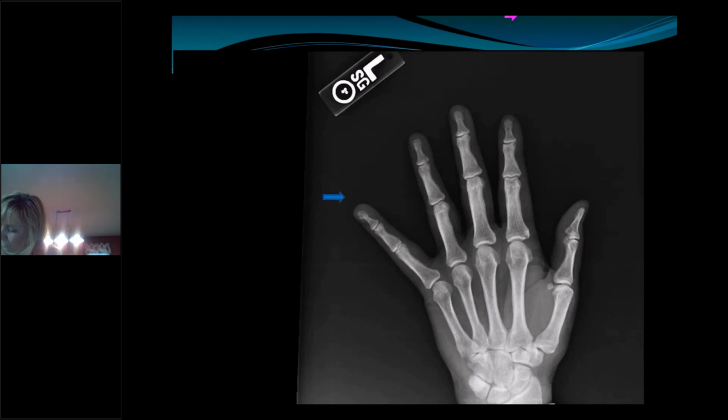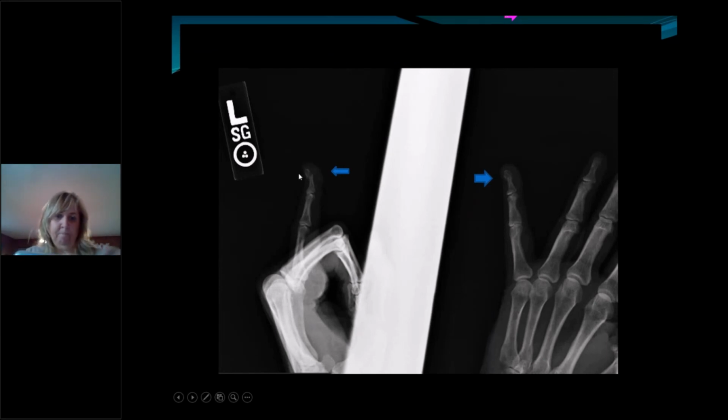So again, remember we said one view, no view. Nothing real exciting, maybe a little chip if we really wanted to get technical on that distal phalanx. However, now you get the next view, lateral view, and you see there's absolutely a little something there. So this is called a tuft, T-U-F-T, tuft fracture.